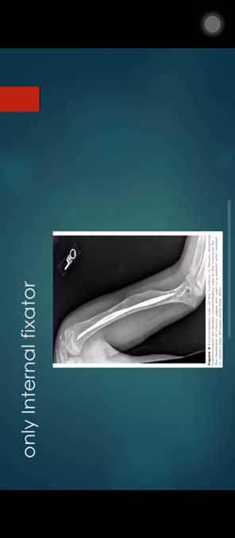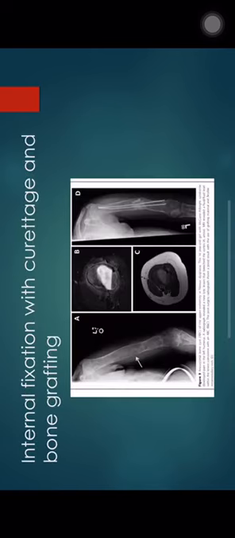This is a case of a 12-year-old child who had to weight bear over his right upper limb. The patient developed pain on using his upper limb. So intramedullary nail fixation was done for the chronic upper limb pain, and for a patient who needed to weight bear, like weight lifting or using his arm, internal fixation with curettage and bone grafting.